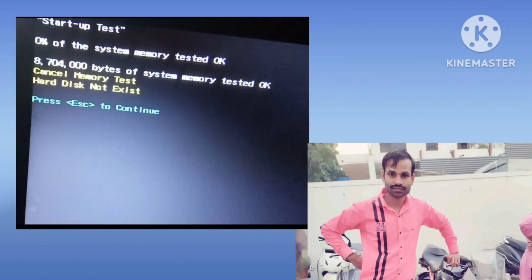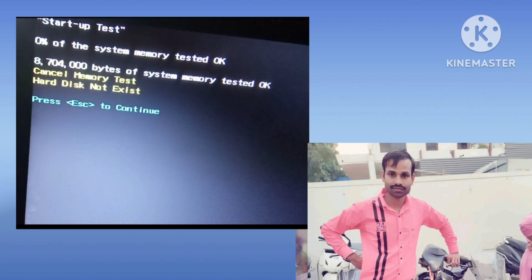If you find no hard drive, this is the fault. For the solution, remove your hard disk and re-insert it into your laptop. Then this is the proper solution, and here you can see it on the PC and my laptop.